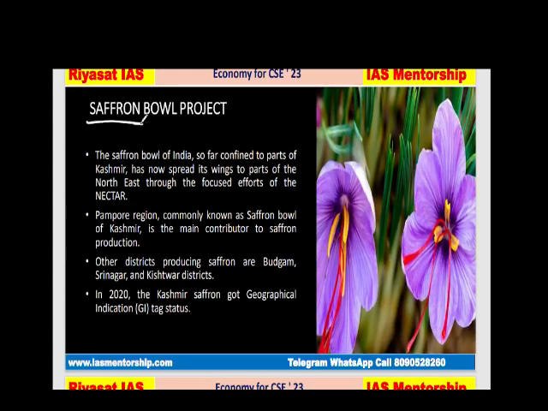Moving ahead, let us learn about your saffron bowl project. You can see what is the meaning of saffron in Hindi. Kesar.